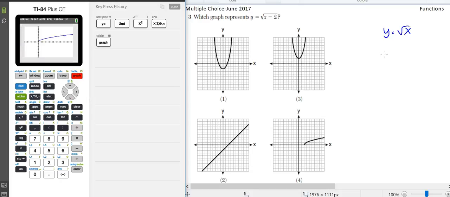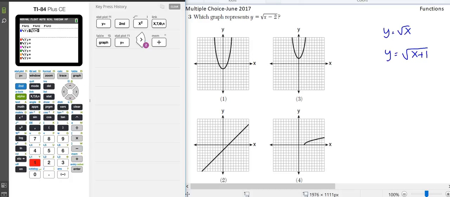Now, if you have, let's say, y is equal to the square root of x plus or minus something, let's say plus 1, your graph is going to be shifted over. We'll discuss this more in transformations, but let's say we had y is equal to the square root of x plus 1. Your graph is shifted to the left. The old graph started at 0, at the origin, and it went out like that. This new graph starts at x is equal to negative 1.